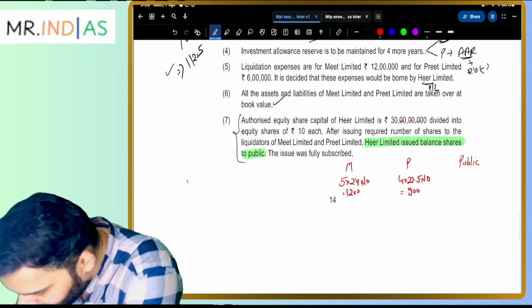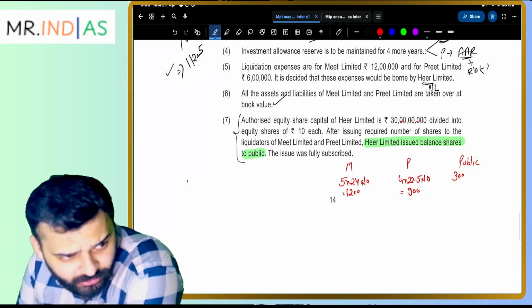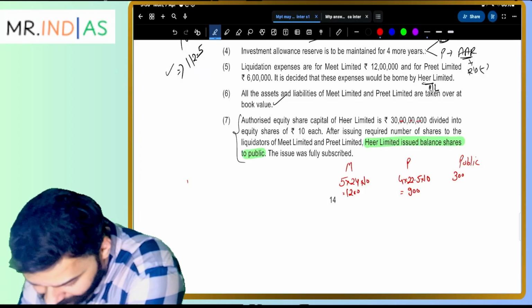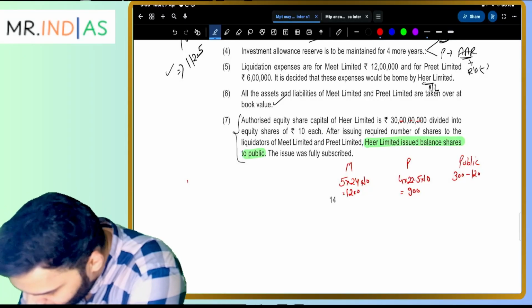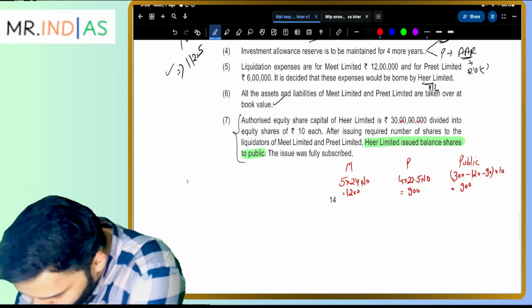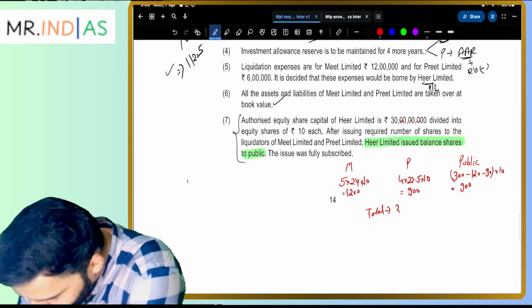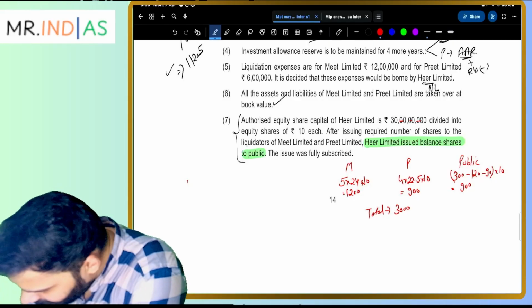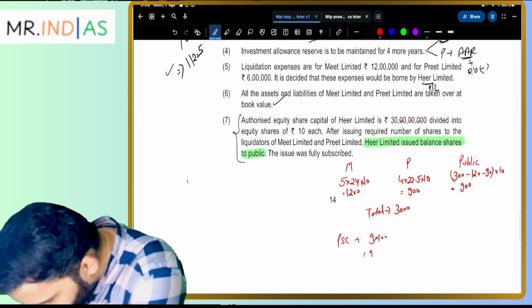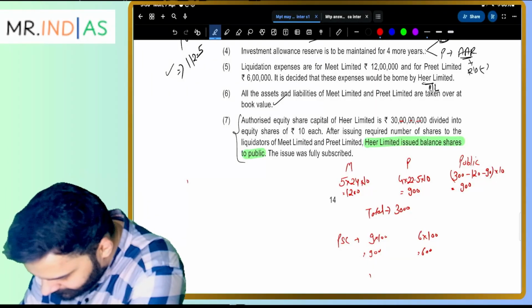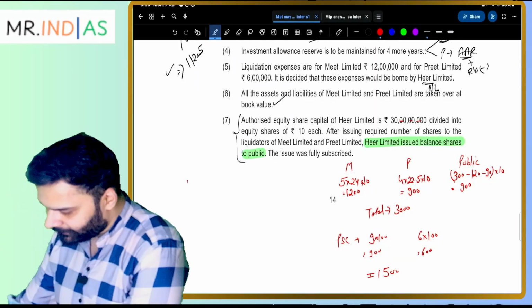Balance for public will come at 300 lakh shares, because 3000 lakhs for 10 each. You issue 120 to Meet, you issue 90 to Preet, the balance into 10 you issued to public, which comes out to be 900. So total is 3000. For preference share, you issued 9 into 100, 900 to Meet, 6 into 100, 600 to Preet. So total is 1500. Okay.